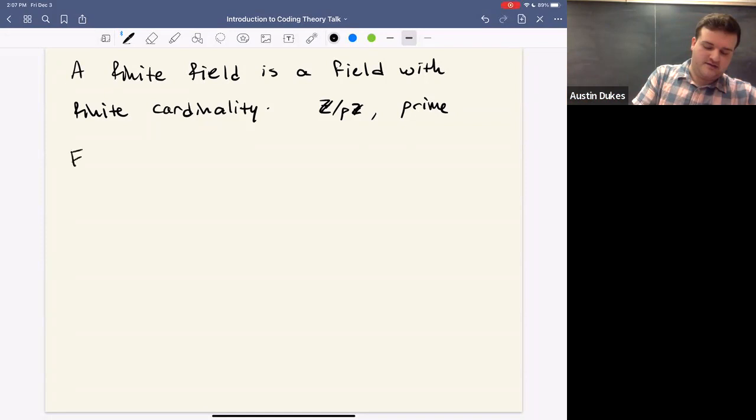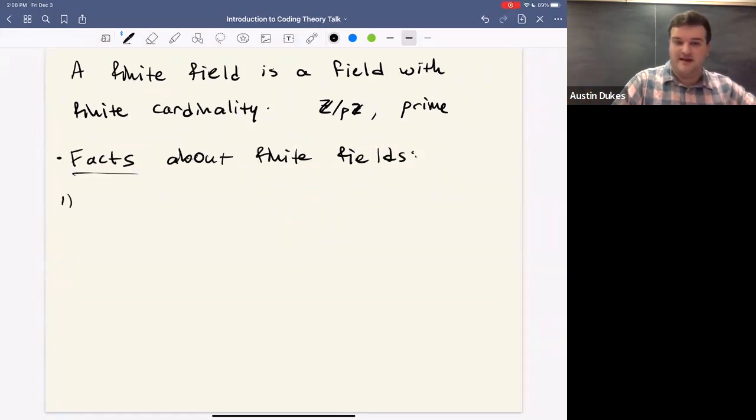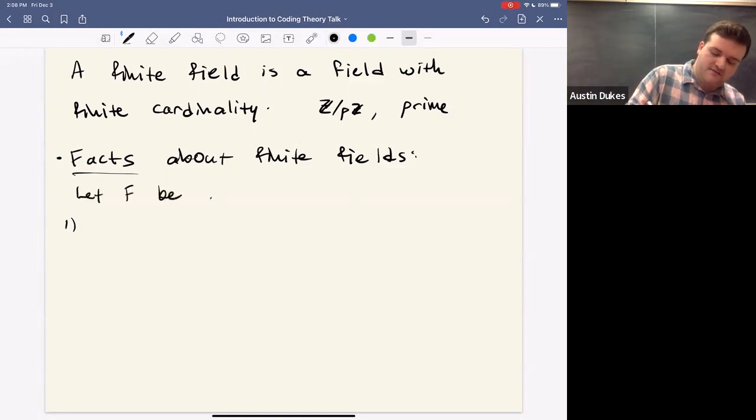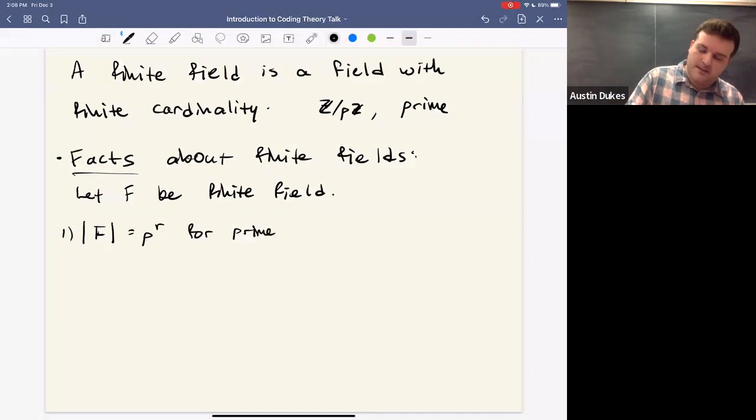So some quick facts about finite fields. One is that every finite field is actually going to have cardinality a power of a prime. Let's say let F be a finite field. Then we have these properties. For one, we know that the size of F actually has to be p to the r for prime p and some r in Z plus, so some positive integer r.